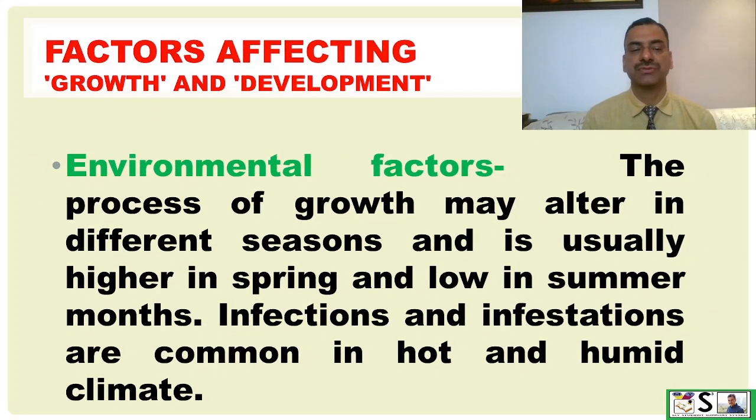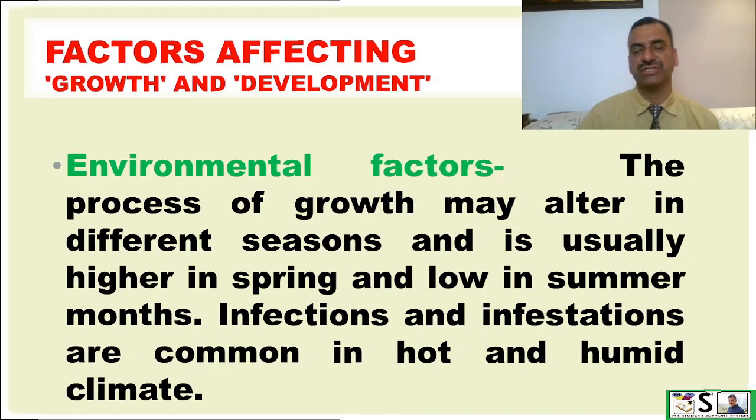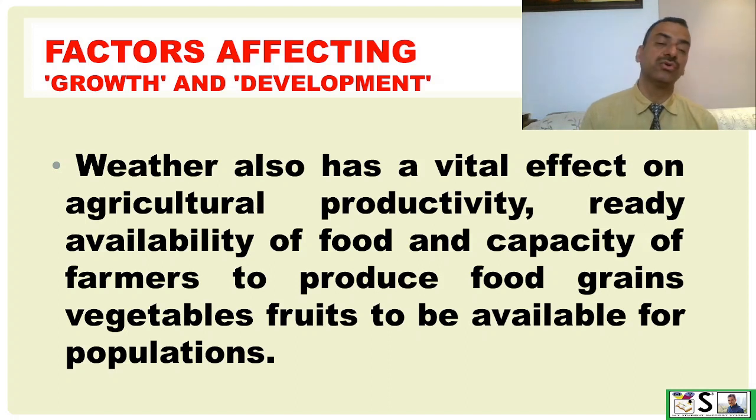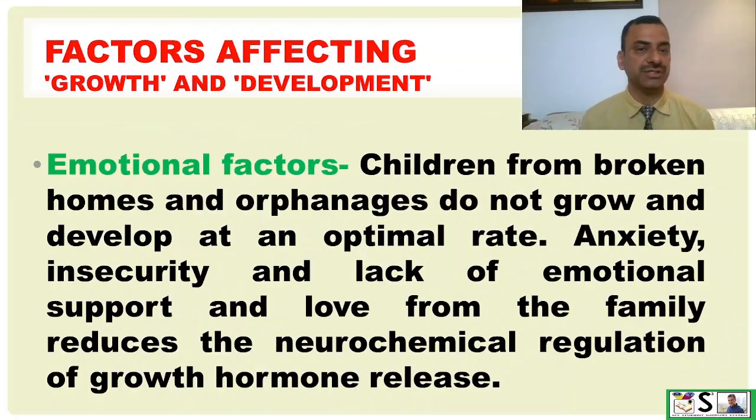Environmental factors. The process of growth may alter in different seasons and is usually higher in the spring and low in the summer months. Infections and infestations are common in hot and humid climates, which ultimately also affects growth and development. Weather also has a vital role in agricultural productivity. Readily available foods and the capacity of farmers to produce healthy and good food grain, vegetables, and fruits for the population also affects the growth and development of children in the community.